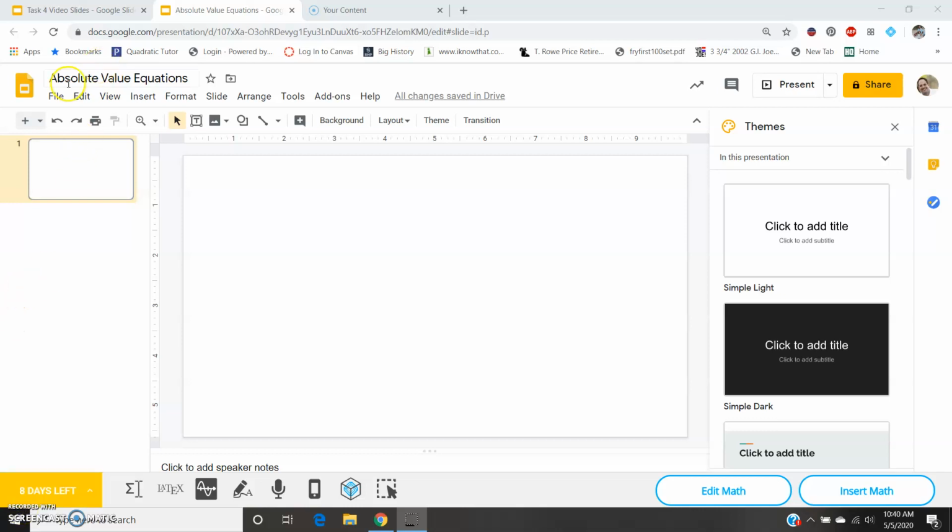And that math is going to be absolute value equations. Specifically, we're going to be solving absolute value equations. I'm going to do an equatio again.